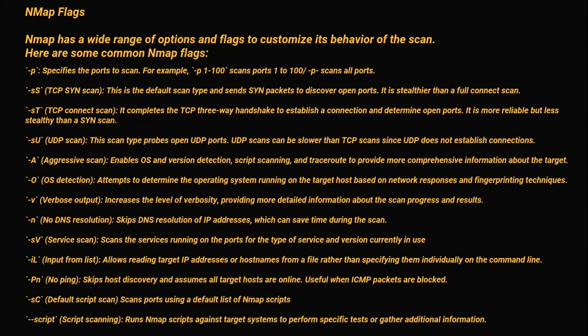You have an aggressive scan, which looks for operating system and version. You have the -O, which is just operating system. Verbose is where you're telling it the level of verbosity. -n is if you want to do no DNS resolution. -sV, which is a popular one, is a service scan. That's where you look to see what services are running on the ports and what versions of them they're using. -Pn is no ping. And then -sC, or s capital C, is using default Nmap scripts. Those are the scripts that I talked about earlier. If you want to pick a script specifically, then you use --script and then the name of the script.